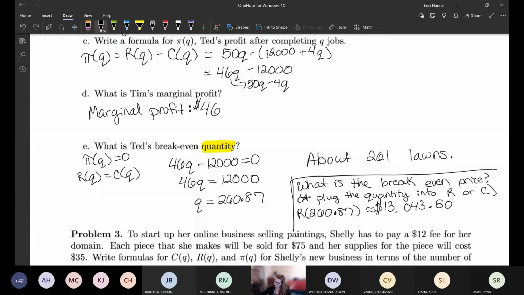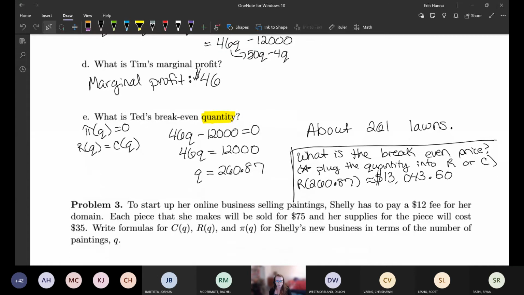Okay. I'll try to leave some of this in there, but I want you to try problem 3. I will give you a minute and a half to try that. So essentially it sets it up for you. You start an online business selling paintings. Shelly has a $12 fee for her domain. So essentially to get the website, she has to pay $12. Each piece that she makes will be sold for $75, and her supplies for each piece will cost $35. Write formulas for the cost, revenue, and profit. I'll give you a minute and a half now that I've stopped babbling to try that, and then we'll go over it.